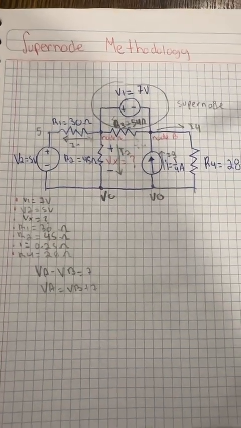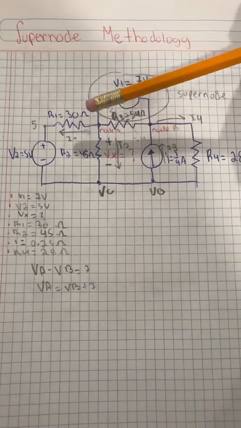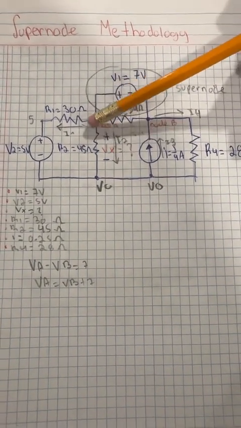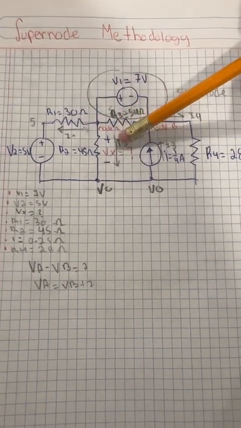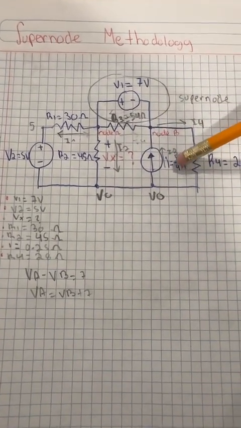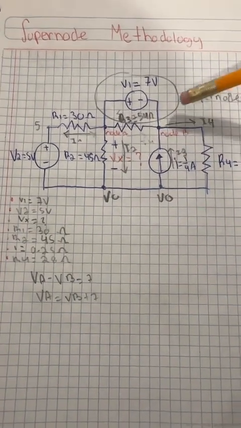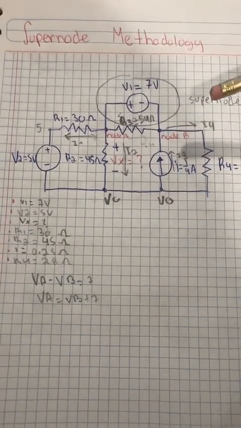So first we define the direction of the currents. Here I have my current 1 that is getting out of the node. Here I have my current 2 that is getting out of the node. Here I have the current 3 that is already defined and is entering the node. And my current 4 that is getting out of the node.